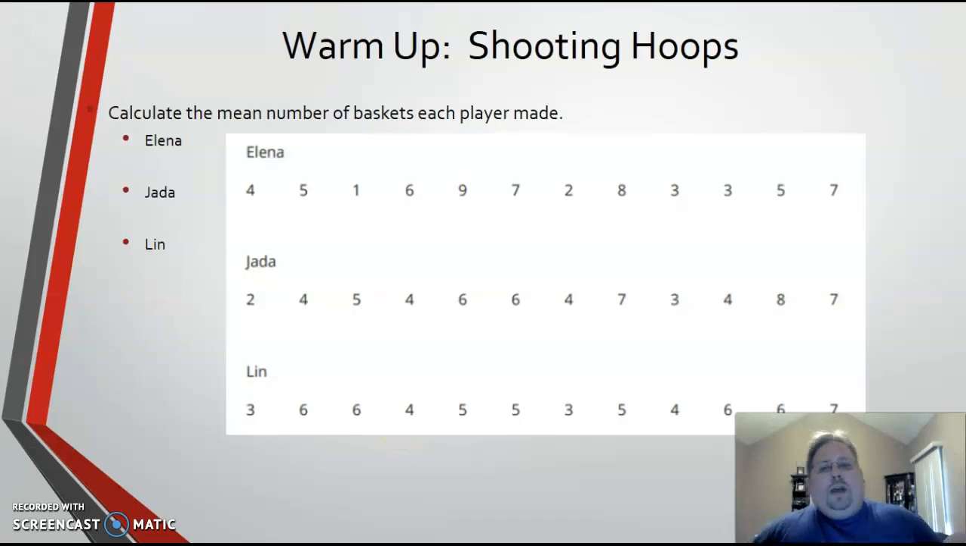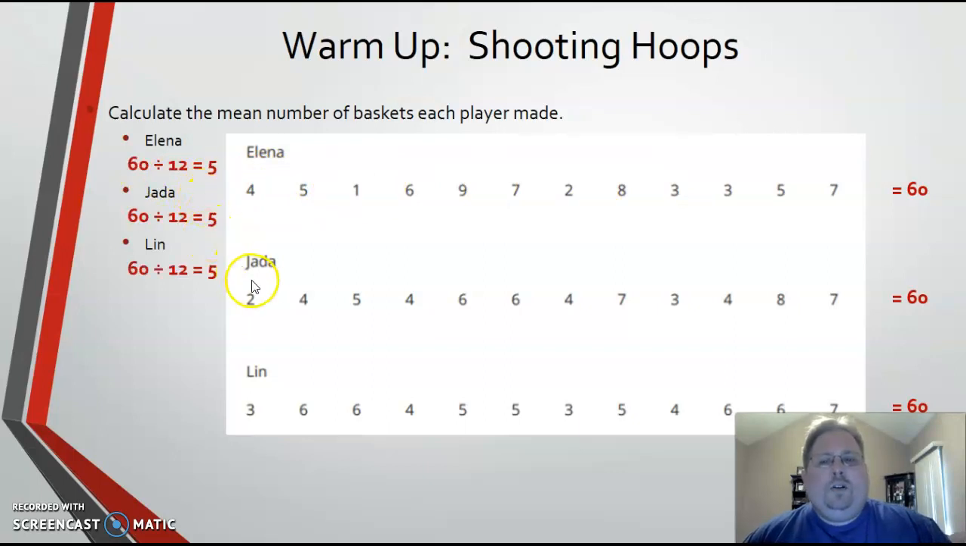Alright, on your warm-up it said calculate the mean number of baskets each player made. So we have 12 different days' worth of baskets that Elena, Jada, and Lynn have made. What you need to do is add up the number of shots they made. So for Elena it's 60, Jada is 60, and Lynn is 60. Now, their average, or mean, is where we take the total amount after we've added them up, and we divide by how many numbers you have here. So there's 12 days, so you have 12 numbers, so 60 divided by 12 is 5, and it's the same for Jada and Lynn.